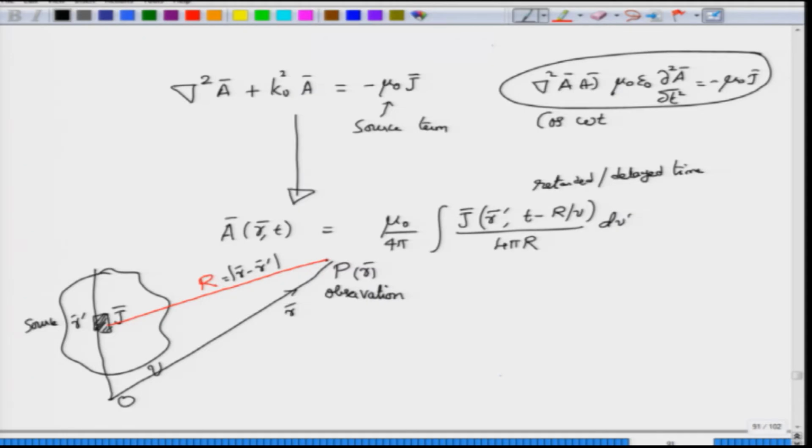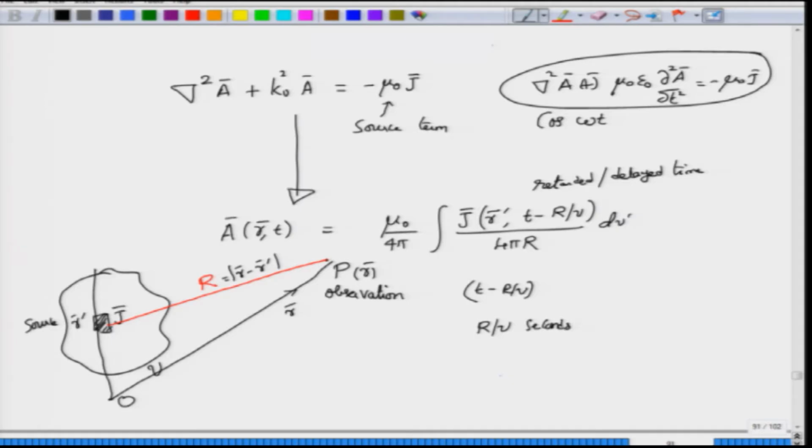Now, in the ordinary time invariant scenario, there is no distinction between this source point and the observation point, or rather there is a distinction, but there is no time dependence there. What this t minus r by v is telling us is a very simple fact, something that you know very well. What this is telling you is that the effect of the current J at this point r prime is actually felt not at the time t, but at a time which is delayed with respect to the observation point, and the delay is given by r by v seconds.